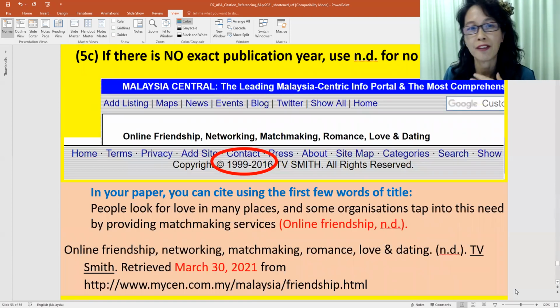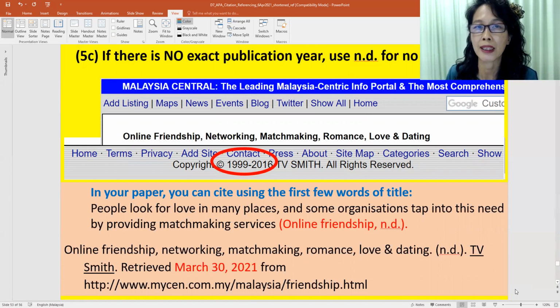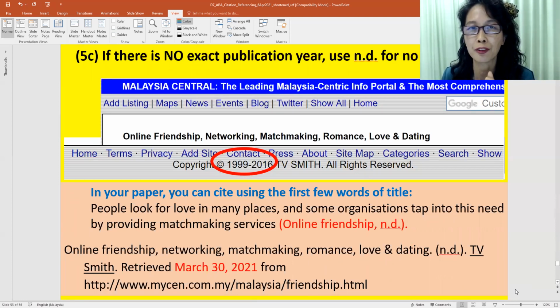Now, lastly, what if there is no publication year? This is considered a non-dated article. Well, you can see 1999 to 2016. Well, that's not a publication year because it is the whole range. So in your paper, you can cite the first few words of the title. Look at the red bracket there. Online friendship, N.D., for non-dated. We can just take the first few words. Of course, we cannot take just the word online because it's hanging.